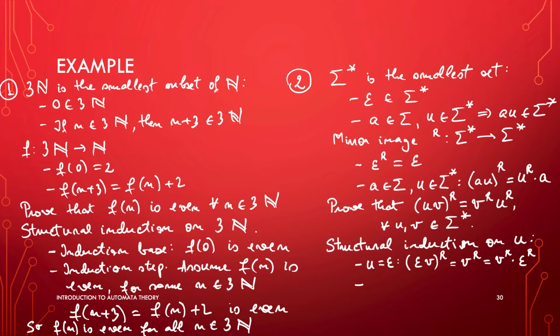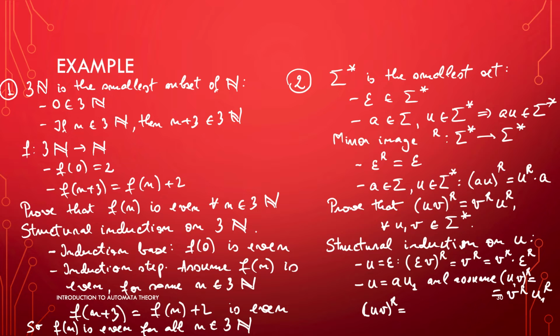And then for the induction step, we are going to take such a word U and assume that the property holds for U1, which is the shorter word. So we are assuming that the reverse image of U1V is equal to the reverse image of V times the reverse image of U1. And so the property in this case refers to the mirror image of UV.